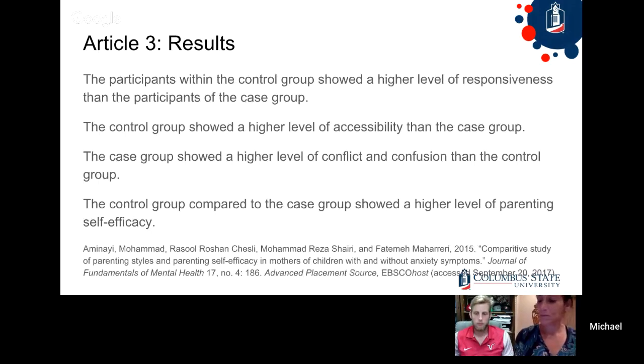The results: the participants within the control group showed a higher level of responsiveness, a higher level of accessibility, and a higher level of parenting self-efficacy than the case group did. The case group showed a higher level of conflict and confusion than the control group.